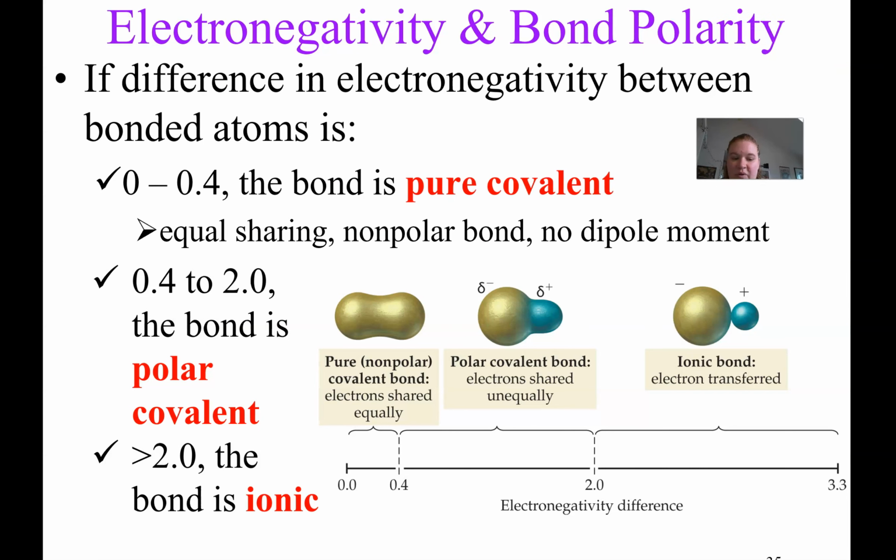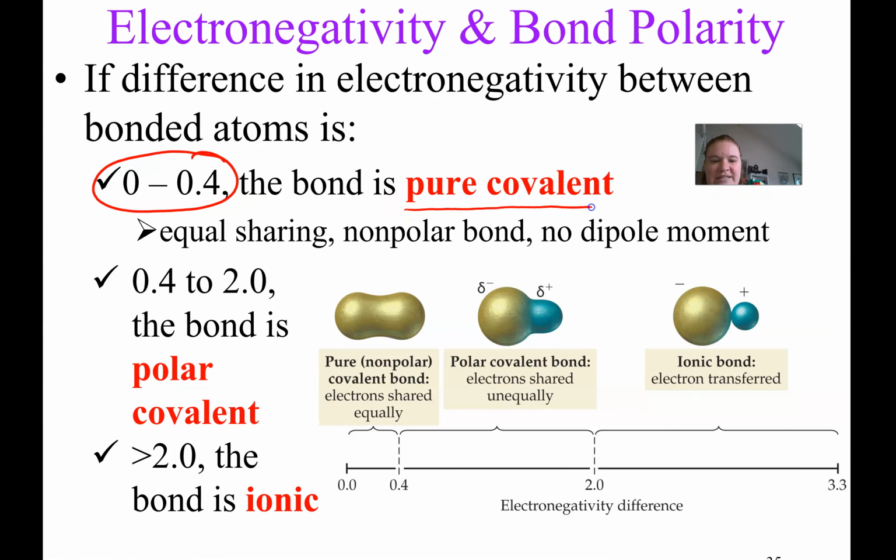We can use this to label bond types. So when we're looking at the difference in electronegativity between bonds, we kind of have two extremes so far. We can say that the electrons are transferred, so we label that as an ionic bond, and we can say the electrons are shared. But there's kind of this gray area in between where the electrons are being shared, but not being shared equally. So we can figure out where a bond falls by comparing the electronegativity of the atoms. If the difference in electronegativity is between 0 and 0.4, then we label it as a pure covalent bond. If the difference is between 0.4 to 2, then it is a polar covalent bond.